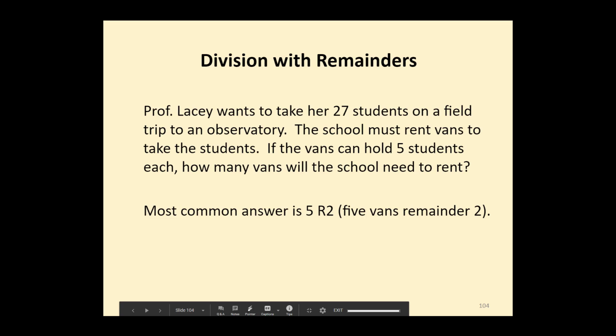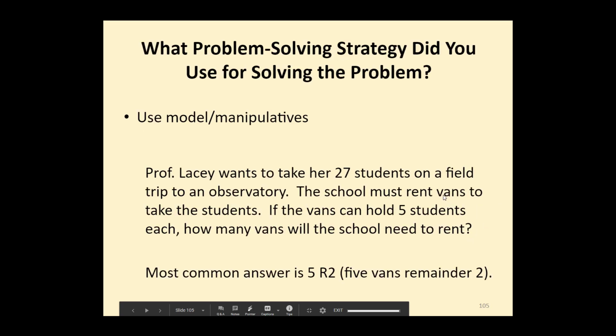Now, if we were to do this as a problem-solving type of lesson where we gave this problem to the students, right? We gave them the scenario, and then we said, we're going to learn how to do this type of problem using manipulatives. This is one way you could do it. So here is the same problem. We're going to be using manipulatives.